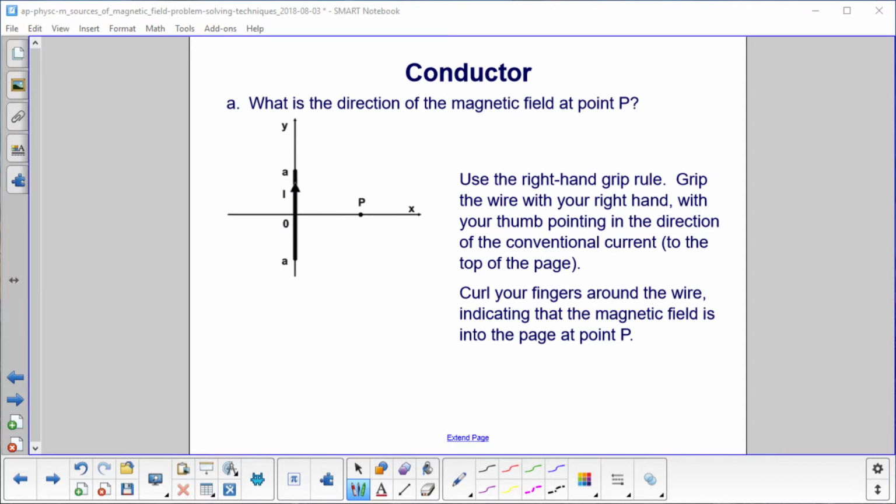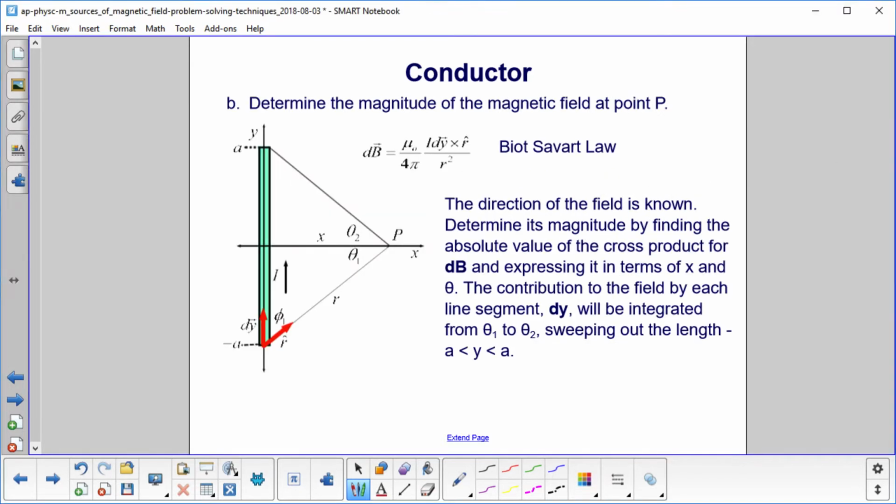Use the right-hand grip rule. Grip the wire with your right hand, with your thumb pointing in the direction of the conventional current, and then wrap your four fingers around until they touch your palm, and that gives you the direction of the magnetic field. So at this point here, you'll find, hopefully, that it's into the page. Determine the magnitude of the magnetic field at point P.